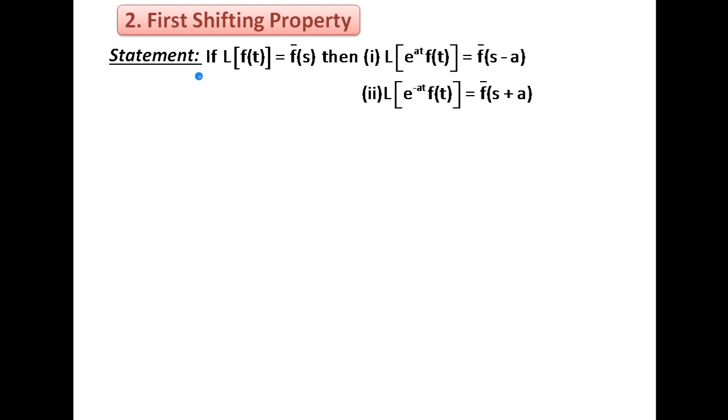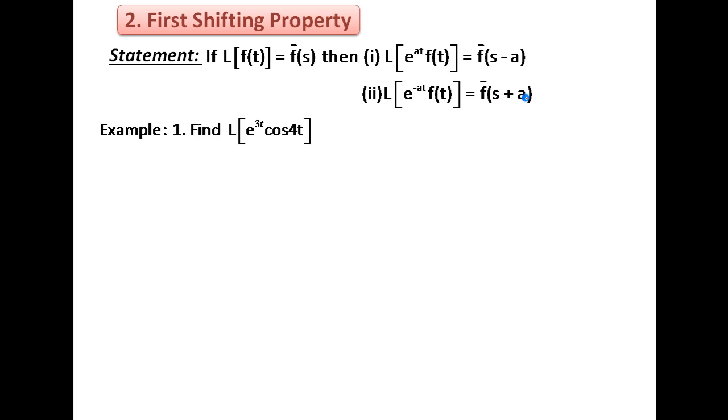So here first of all we will state the property. Suppose you have a function which is multiplied by an exponential term. Then we have to find its Laplace transform and there replace s by s minus a in the Laplace transform of f of t. Same here, if your function is multiplied by an exponential term of negative power, then you have to find the Laplace of f of t and then replace s by s plus a. This is the first shifting property.